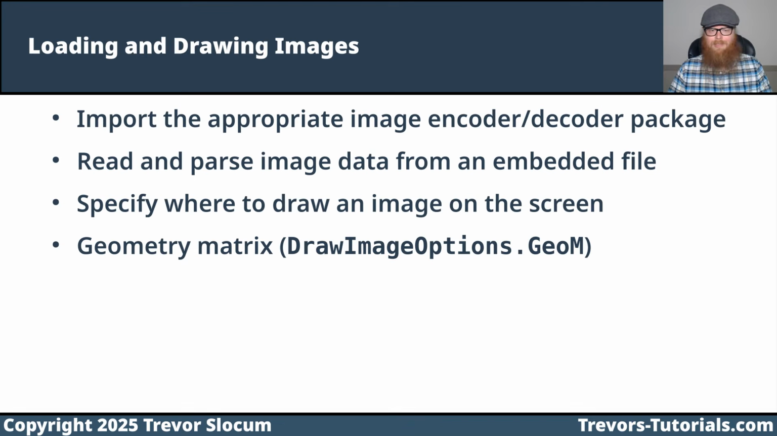In order to draw an image onto the screen, we need to specify where to draw it using a geometry matrix. The geometry matrix has a lot more uses beyond just specifying a position, and we'll get into that in upcoming tutorials. For now, let's see some code tying all of that together.